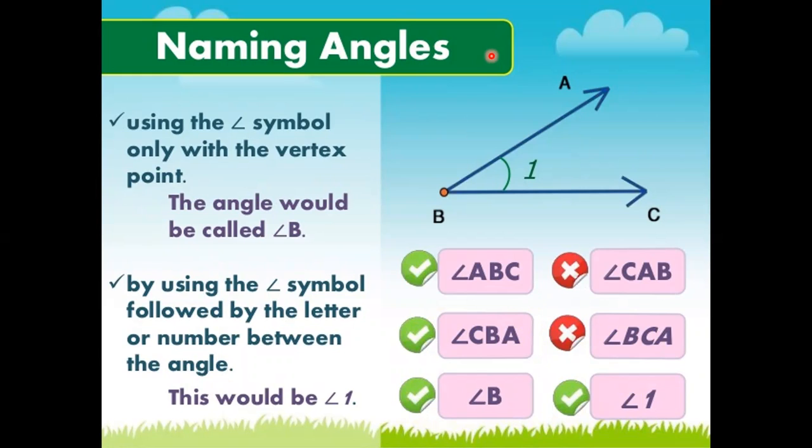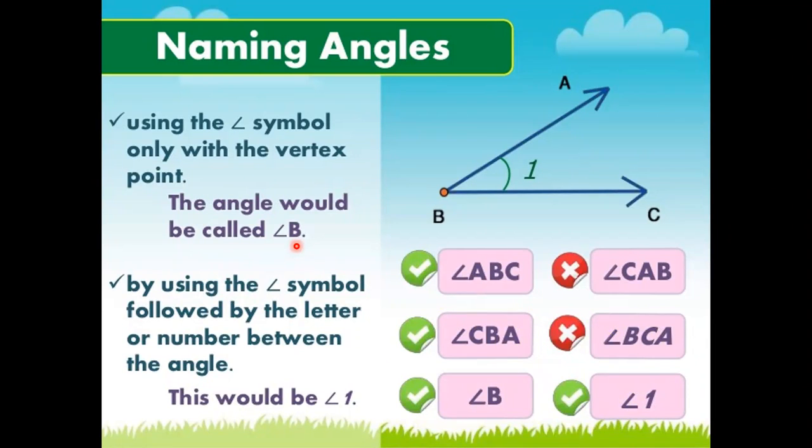symbol only with the vertex point. ठीक है, जो आपके पास वर्टेक्स पॉइंट होगा उसके साथ जस्ट आप एंगल सिंबल पुट कर सकते हो. ठीक है, इसके अलावा नहीं पुट करेंगे क्योंकि वर्टेक्स से भी हमारे पास एंगल बन रहा होता है. ठीक है, so here you can see B is a vertex point and we have to put the angle symbol. The angle would be called, हम इसको एंगल B बोलेंगे.